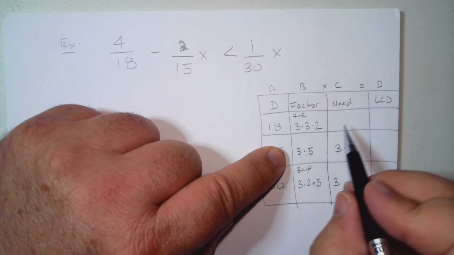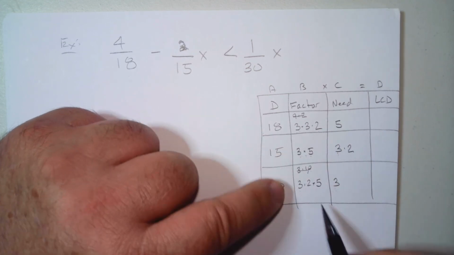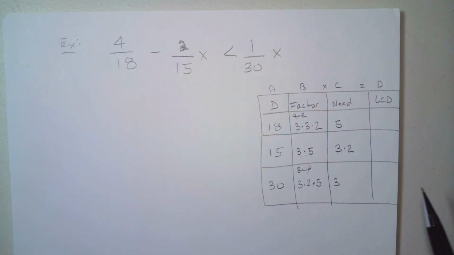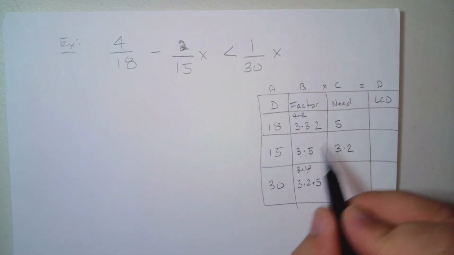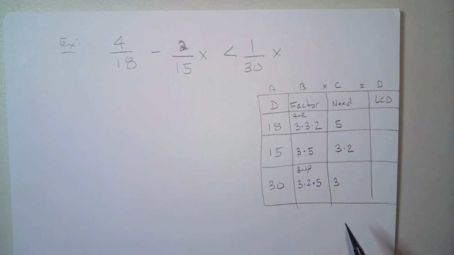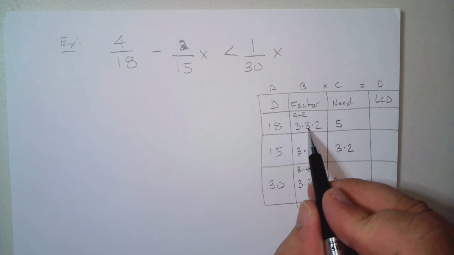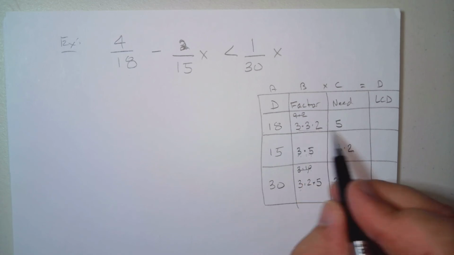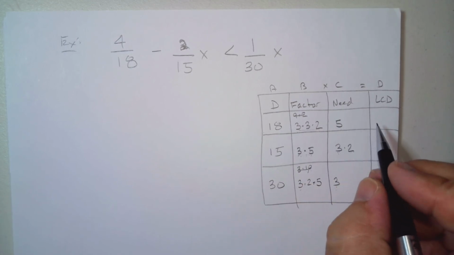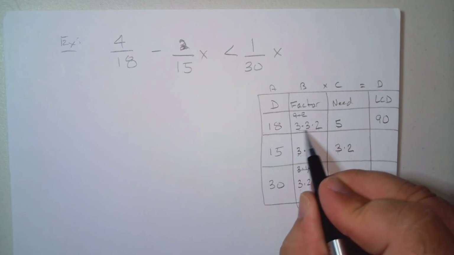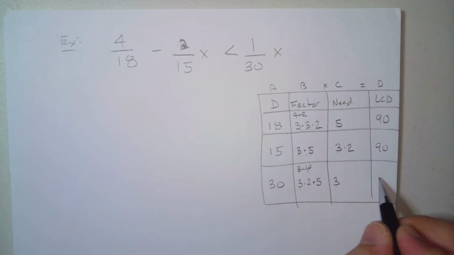This one has a 5 though. This one needs a 5. This one has a 5. So since they all have a 2, two 3s and a 5, the LCD is going to be 3 times 3 is 9, times 2 is 18, times 5. Multiply all these and this gives us our LCD. That gives us 90. 5 times 2 is 10. 10 times 9 is 90. So we know that all of these are going to be 90.